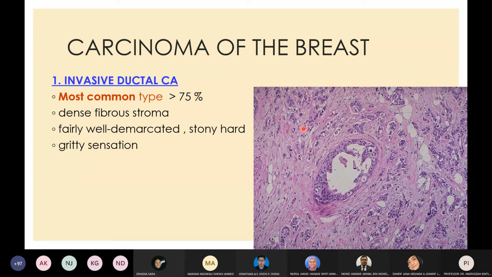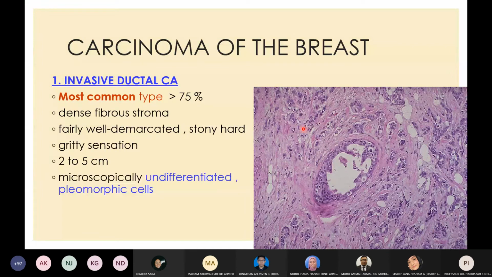They present with a mass, quite well demarcated, but hard, irregular. When the specimen is sent to the lab and you cut it for sampling, you get a gritty sensation because of calcification. Usual size is about 2 cm. Size of lesion is very important to take note of because that has a weightage on prognosis or outcome for the patient. Microscopically, when I said undifferentiated, pleomorphic, what I mean is malignant cells. They are pleomorphic, they are abnormal looking.